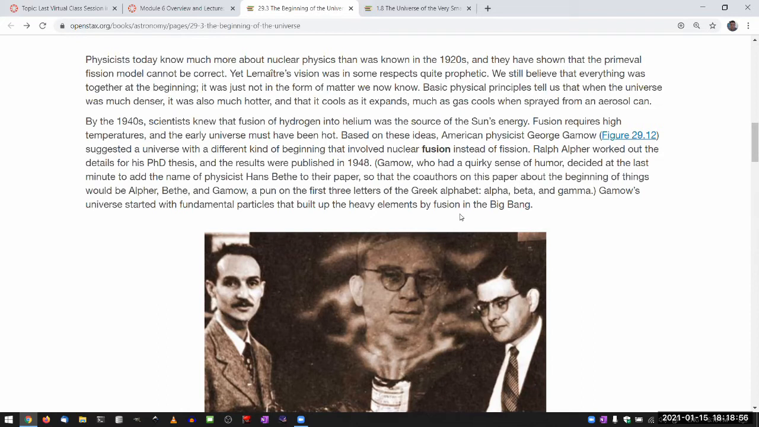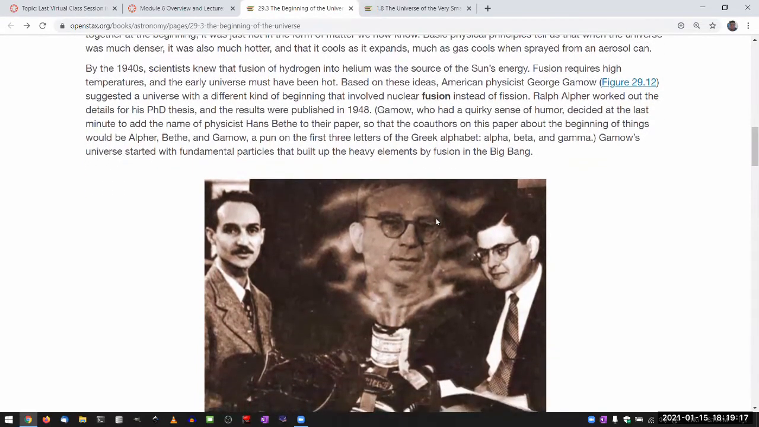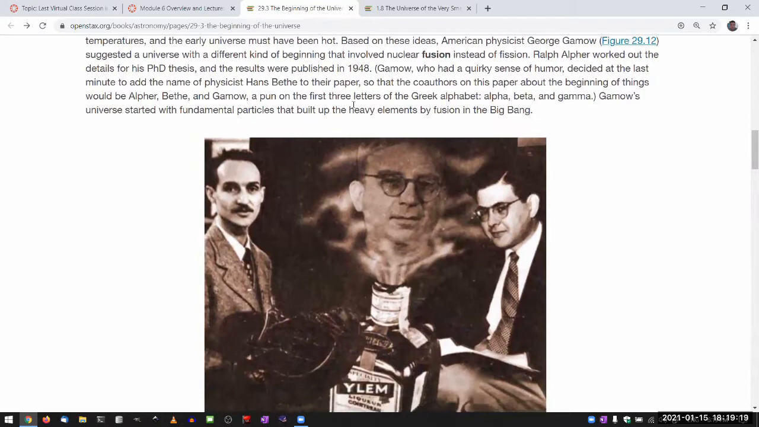So in this paper, they work out the Big Bang nucleosynthesis, by which we mean starting out with the protons, that's the lightest particle that would be present in the early universe, and building up to heavier elements.